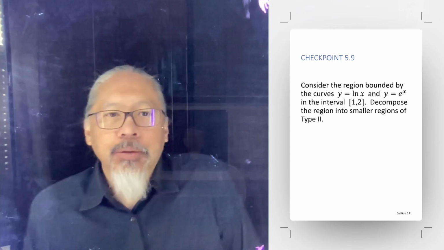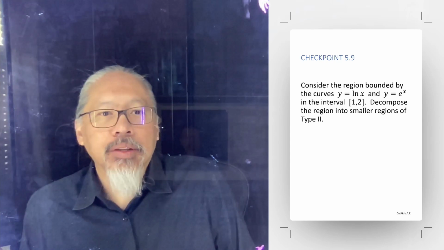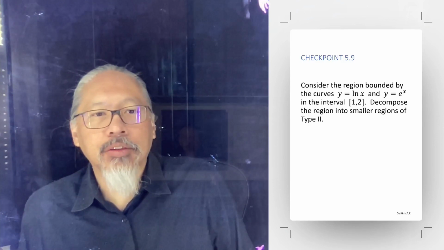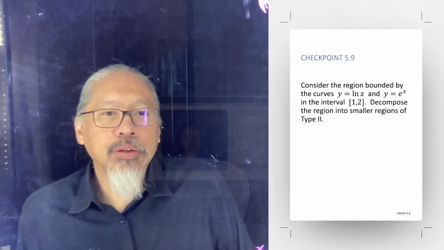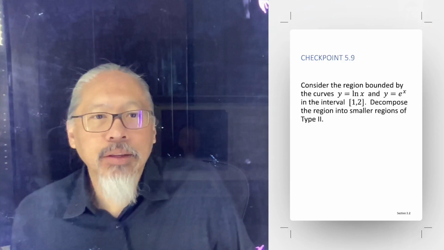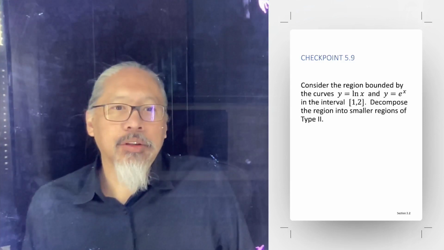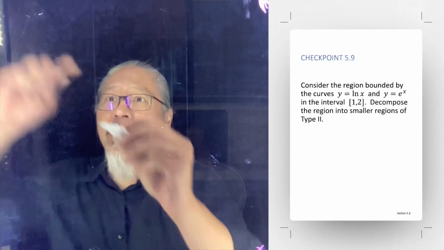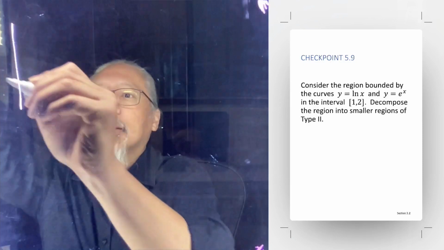Hello, let's do checkpoint 4.9. They want us to consider the region bounded by the curves y equals ln x and y equals e to the x in the interval from 1 to 2. So I'm assuming those are x values decomposed into smaller type 1 regions. Let's first draw the graph and see how it might look.